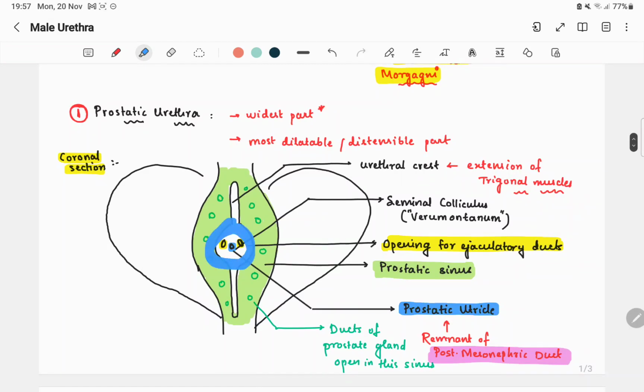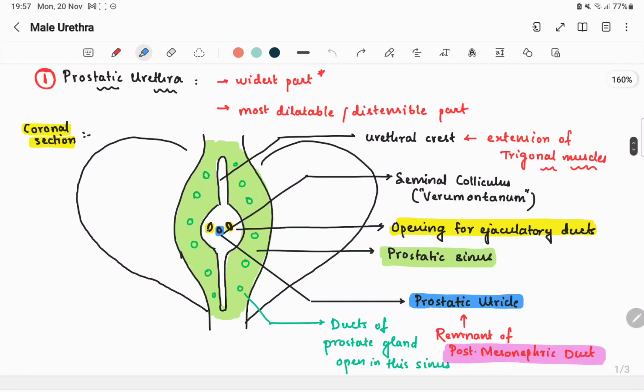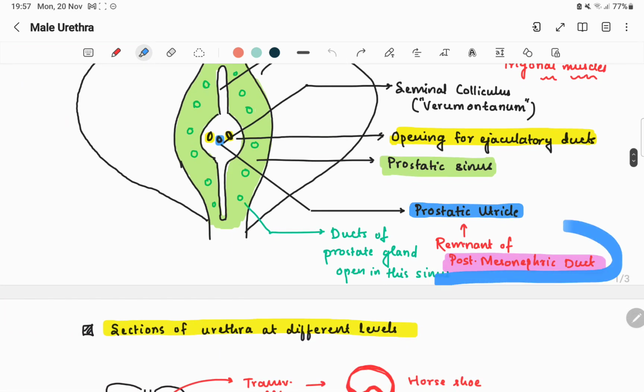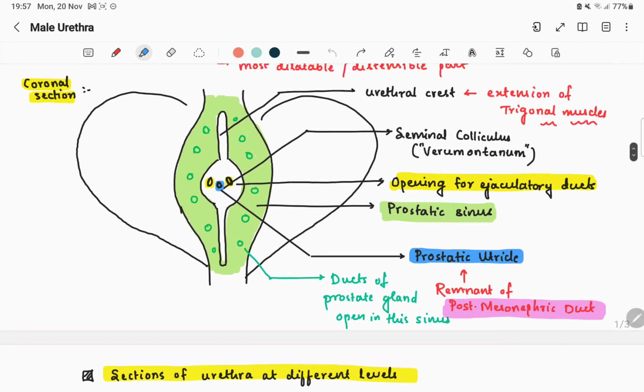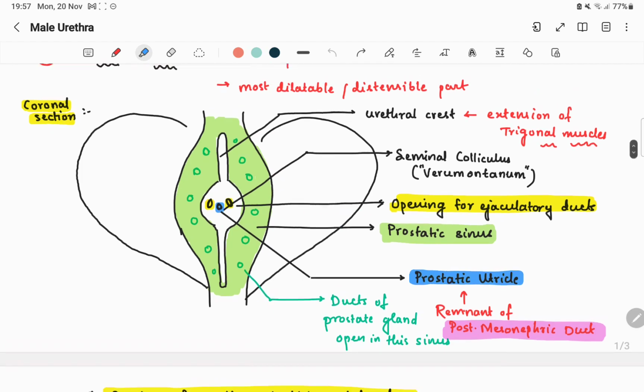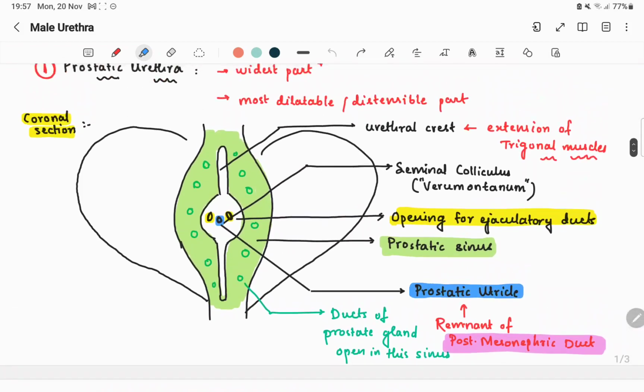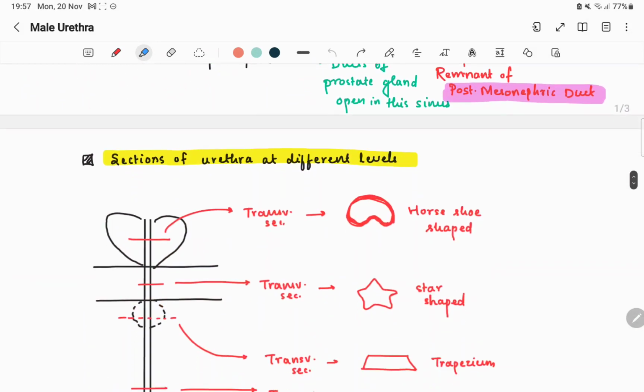And this whole part is a bit dilated. Here you can see the opening for the ejaculatory ducts. The ejaculatory ducts are opening here. And in this blue region is the prostatic utricle, which is the remnant of the posterior mesonephric duct. And this dilated part is called the prostatic sinus. The ducts of the prostate gland open in the sinus. These green structures are the ducts of the prostate gland, which open in the sinus. So you can draw the coronal section of the prostatic urethra.